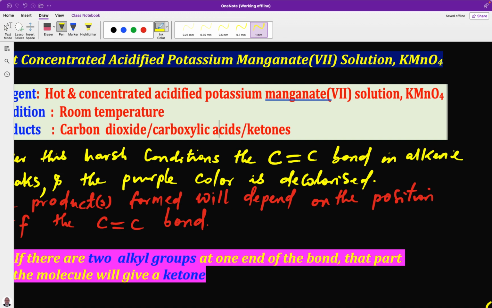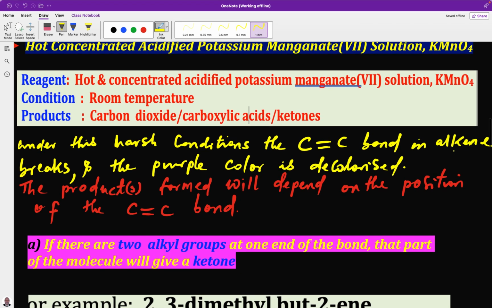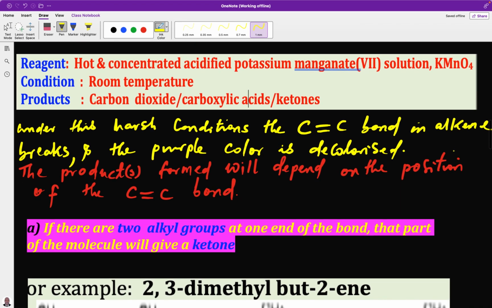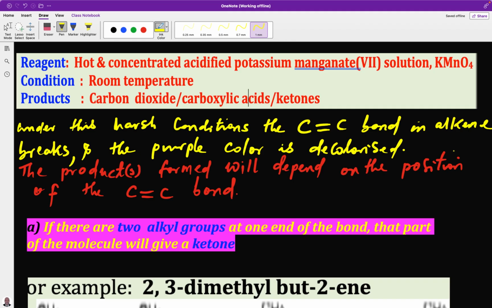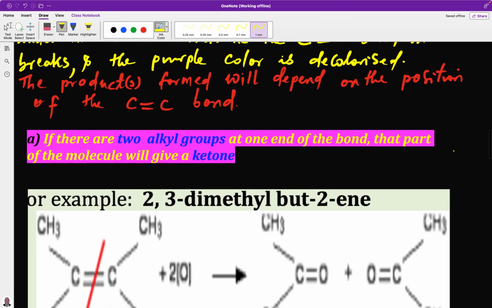The carbon-carbon double bond in alkene breaks and the purple color is decolorized. Then, for the products, the product formed will depend on the position of the carbon-carbon double bond. One of the conditions is that if there are two alkyl groups at one end of the bond, that part of the molecule will give a ketone.